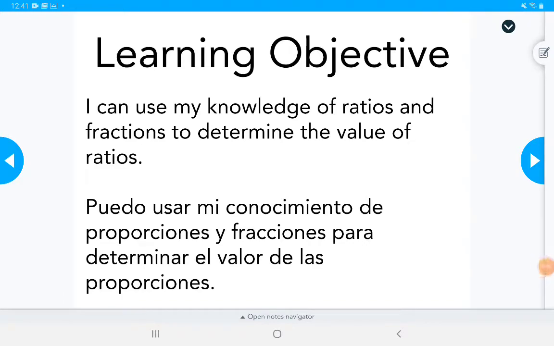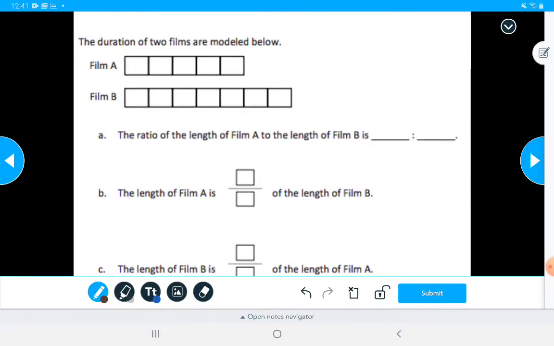Okay, so for today's lesson, we're going to be going over how we can use our knowledge of fractions to determine the value of ratios. So we know that ratios and fractions are very related. So today we're going to be talking about how we can use that to find out what the value of a ratio is. So for our first problem, we have two films.